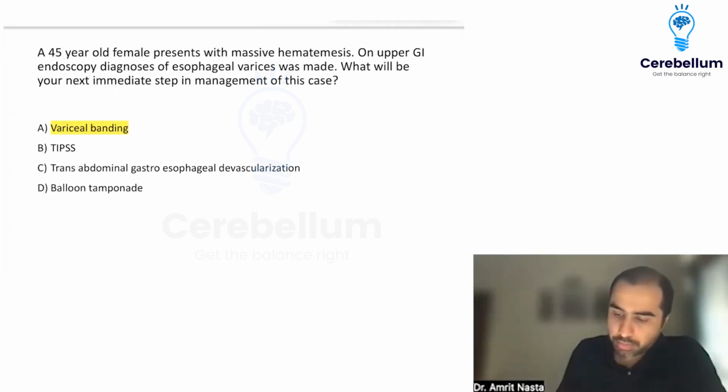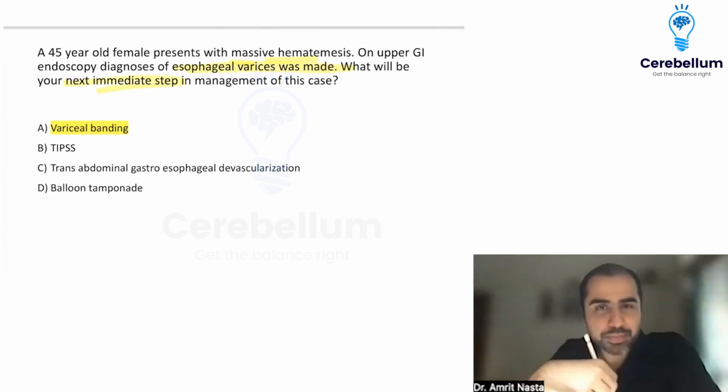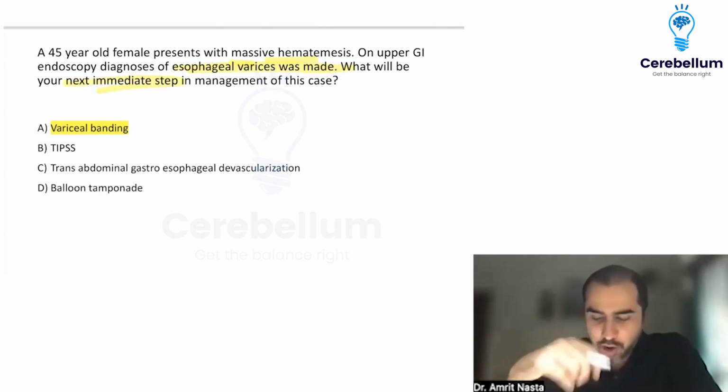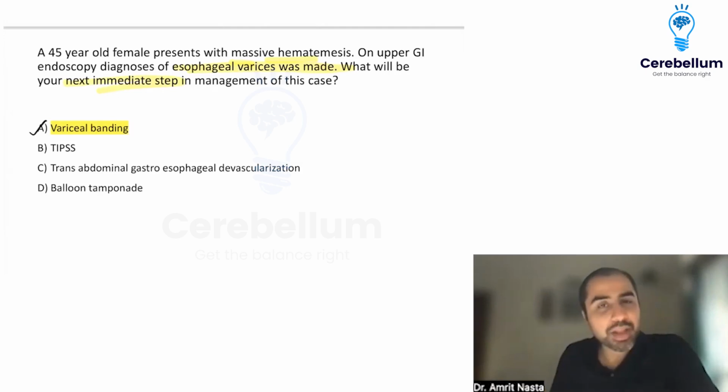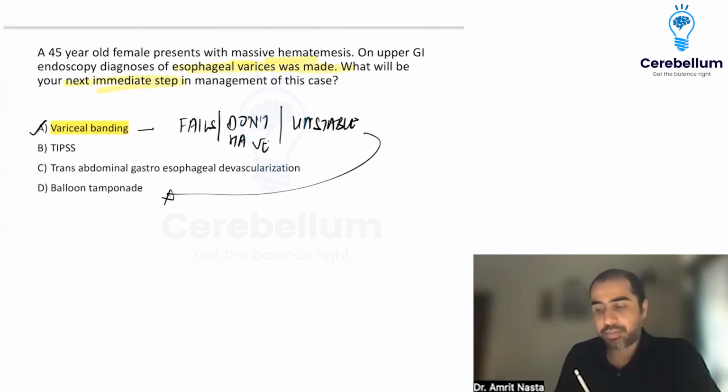So patient presents with massive hematemesis. Diagnosis of varices is made. What is your next immediate step? If I have done endoscopy, obviously I will do banding. If banding fails, or I don't have endoscopy, or patient is unstable, then I'll do balloon tamponade.